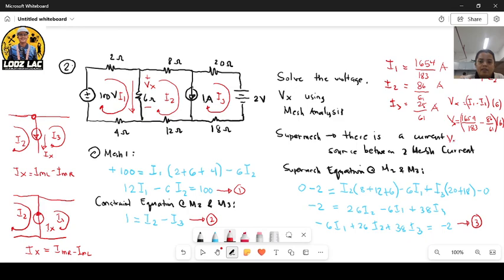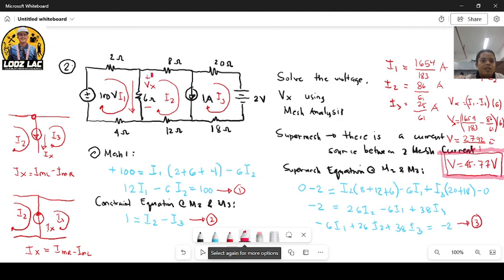Total? 2,792 over 61, approximately equal to, in decimal, 45.77 volts. So, this is the final answer. Ito yung final answer ha. The problem is asking for the voltage Vx, this one. Voltage Vx. So, check muna natin ha.